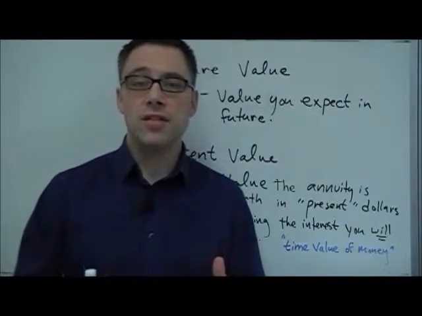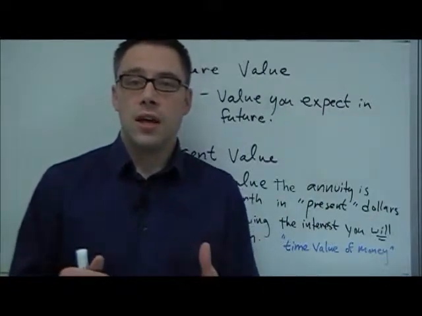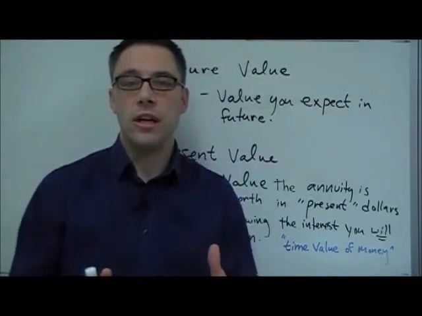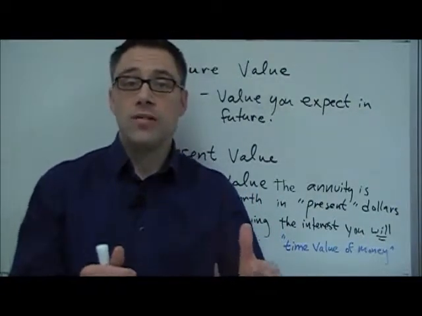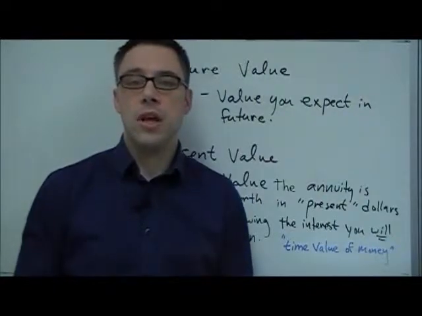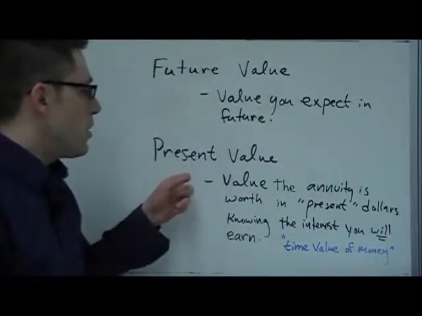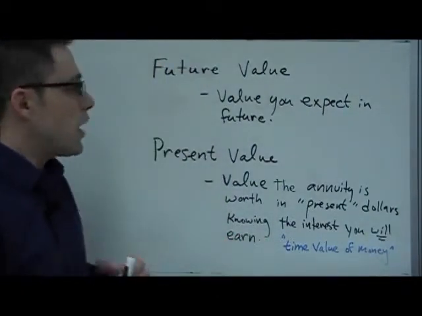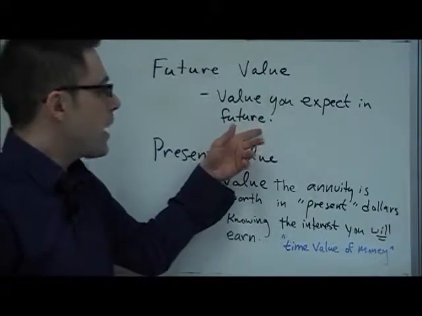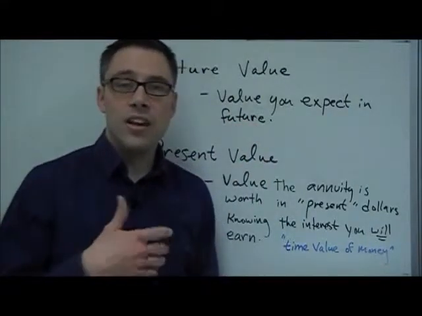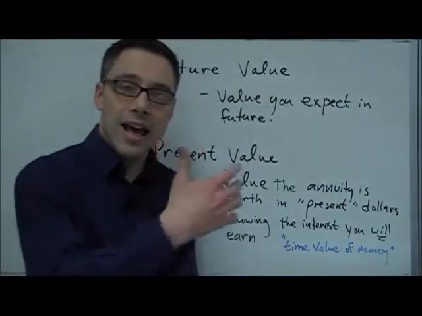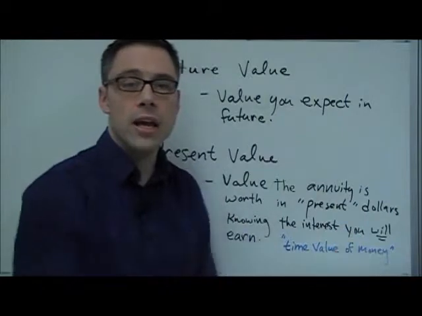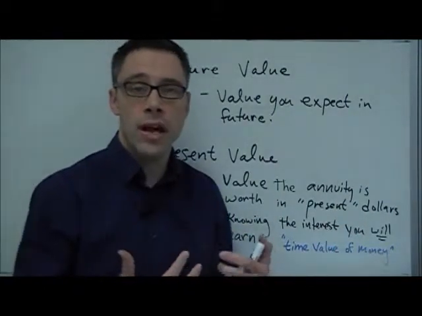Now, before we get into the details of computing annuities, I'd like to talk a little bit about the two main values associated with an annuity, just like the two main values associated with compound interest. And that is the future value and the present value. These are the two main ideas we'll be interested in. Future value, just like it says, is the value you expect in the future. An annuity is simply an account in which you're putting equal payments at equal amounts of time, and it's earning some kind of fixed interest that you know about ahead of time.